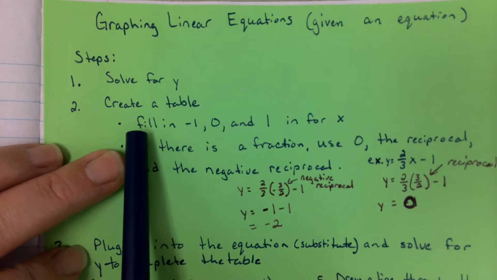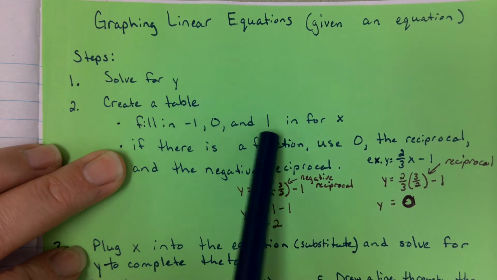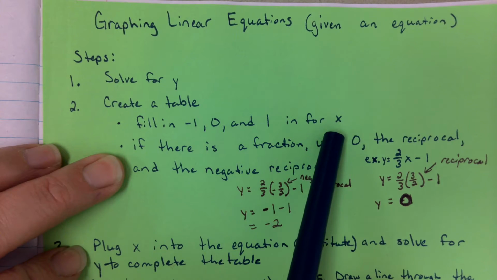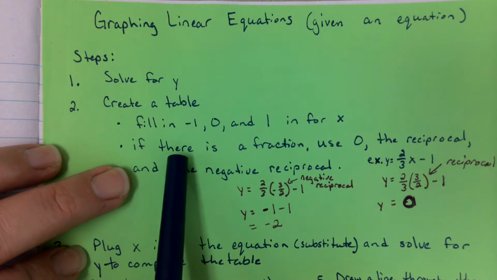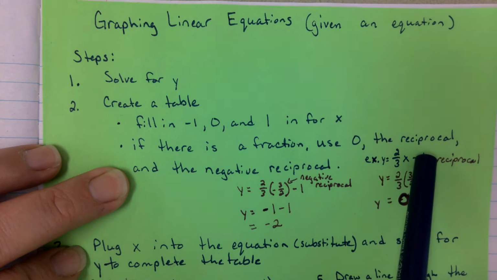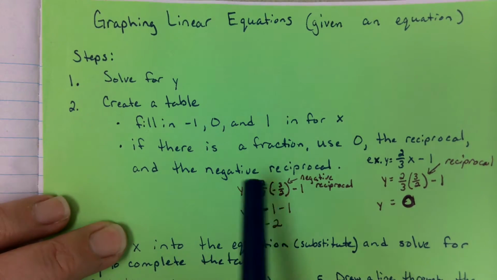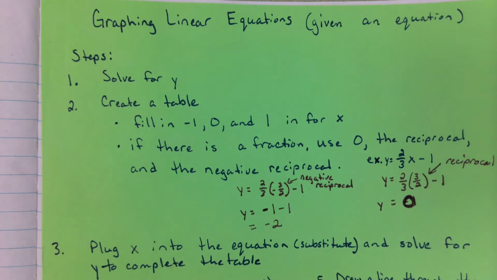One way you can do that is you can fill in on your table -1, 0, and 1 for your x values. If there's a fraction though, you're going to use 0, the reciprocal of the fraction, and the negative reciprocal of the fraction for your x values. And I've got some examples here.